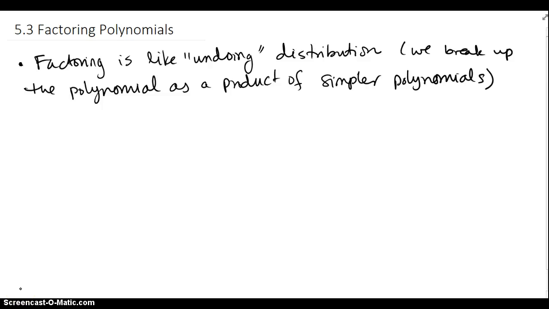Okay, in 5.3 we look at factoring polynomials, and factoring polynomials is sort of undoing the distribution that we used to do when we would multiply before. What we do is we take the polynomial and break it up as a product of simpler polynomials. So maybe we can break it up as a monomial and a polynomial, or sometimes a binomial and a binomial, and so forth. So the first thing we look at is greatest common factor.